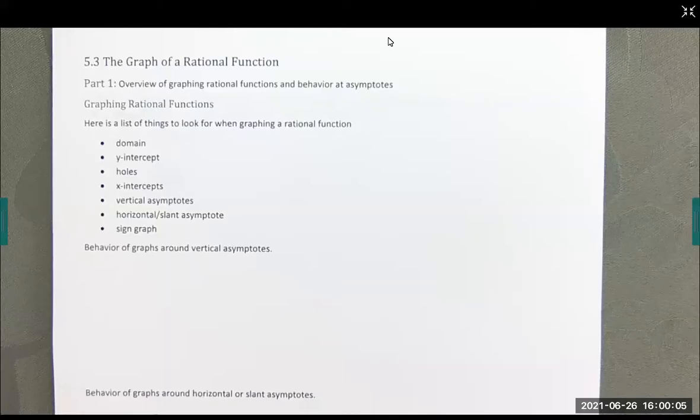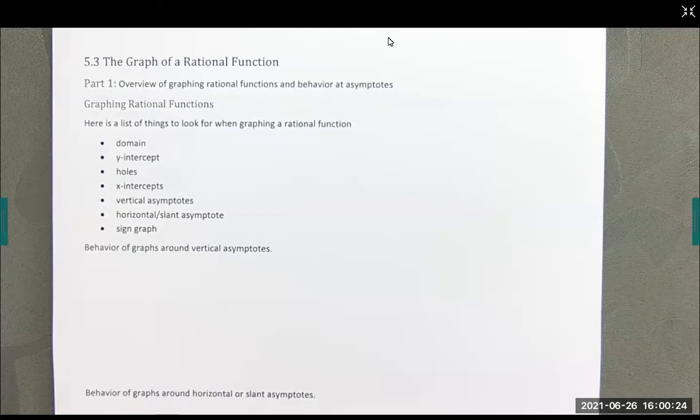Hey, welcome back, everybody. We are continuing chapter 5. This is sort of a big one here. We're going to graph these rational functions. These are the most complicated functions to graph. I think if you asked any math teacher, they would agree with that.